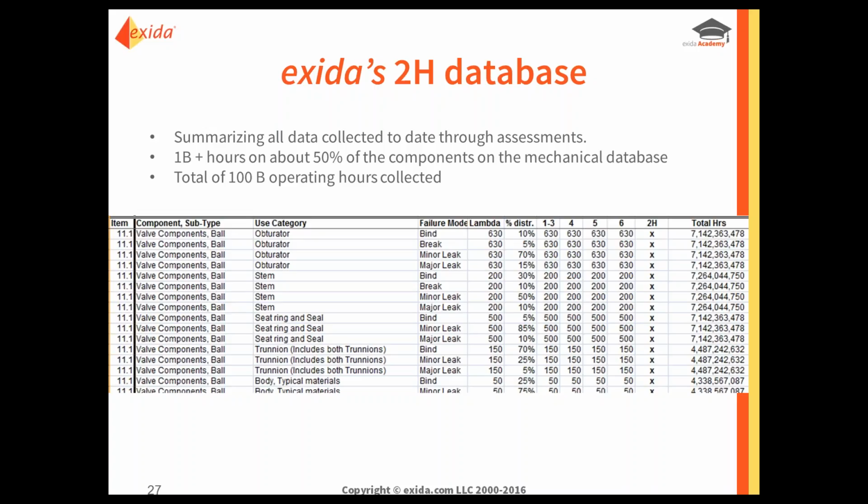When we went through and took a look at all of our failure component data, we were able to make a big database and spreadsheets, and we saw that when we started, about 50% of the components on the mechanical database were covered under 2H. Now it's probably between 70 and 80% of the components that are considered 2H qualified. And we took a look at all of the operating hours collected that we have analyzed, and it is well over 100 billion operating hours.